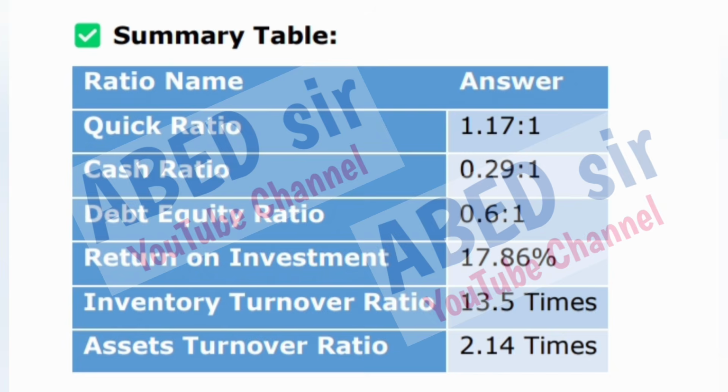Summary table. Ratio name, answer. Quick ratio 1.17:1. Cash ratio 0.29:1. Debt equity ratio 0.61. Return on investment 17.86%. Inventory turnover ratio 13.5 times. Assets turnover ratio 2.14 times.